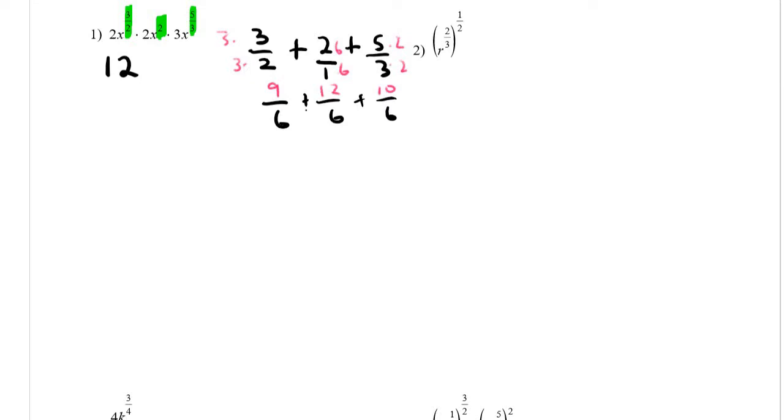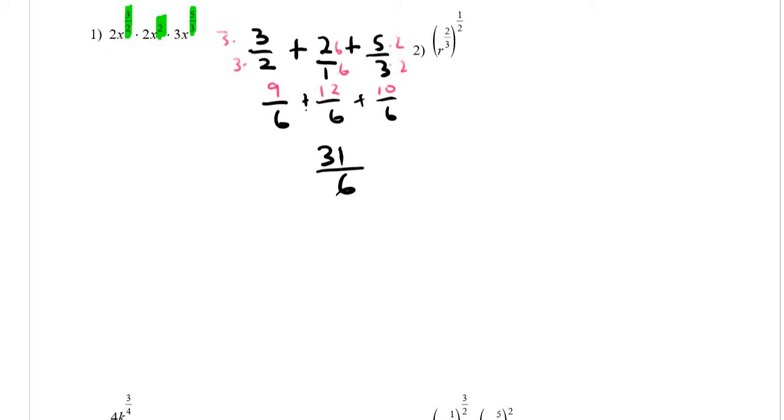Now they have the same denominator. I'm able to just add the numerators together. So 9 plus 12 is 21. 21 plus 10 is 31. So the whole fraction is 31 over 6. And I can see there's nothing that can go into both of them.